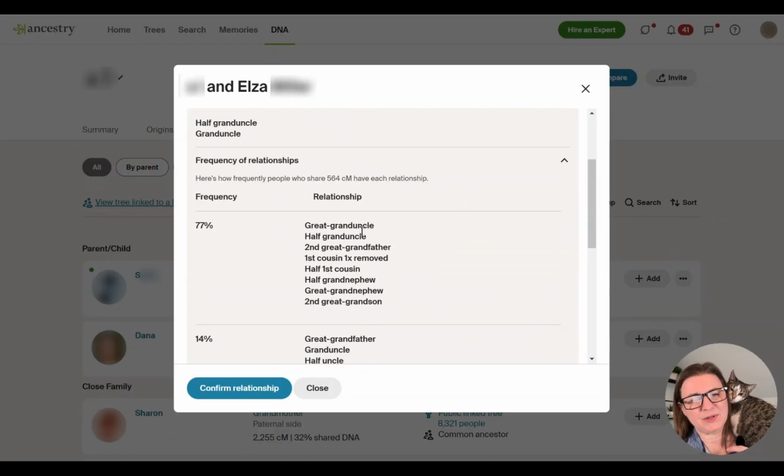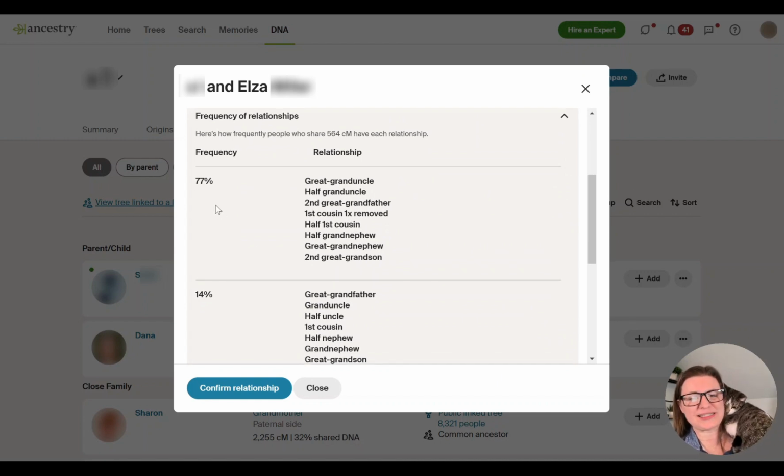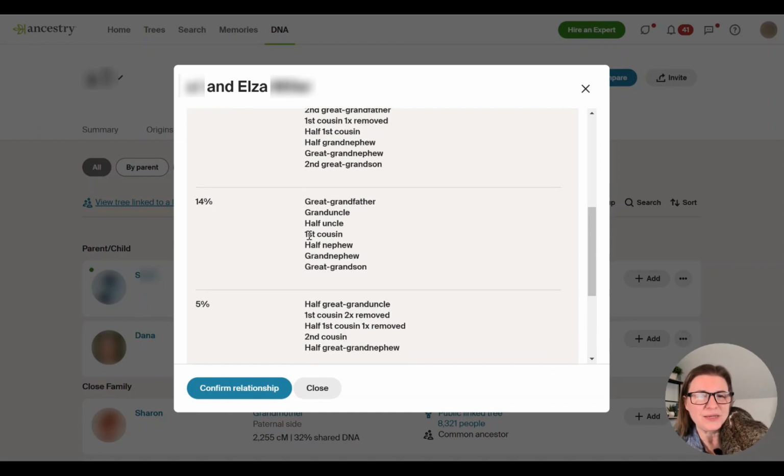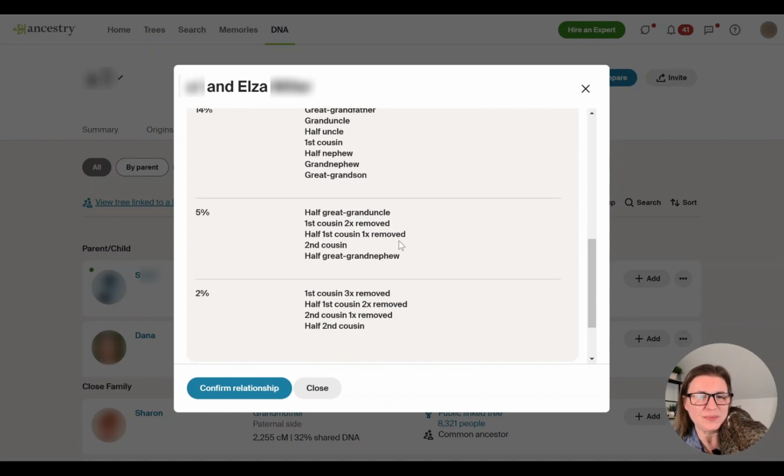Okay, half grand uncle. Let's look at the possible relationships. It says there's a 77% chance that it is one of these relationships, from great grand uncle to half grand uncle, so something in here, and it chose half grand uncle. There's a 14% chance of one of these relationships, a 5% of one of these, and a 2% of one of these, which I'm not going to read all of.